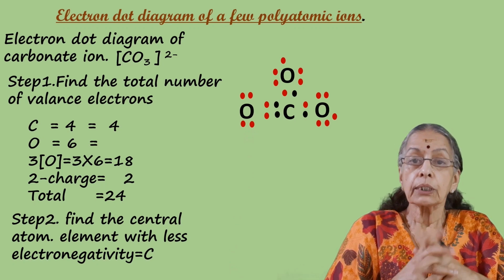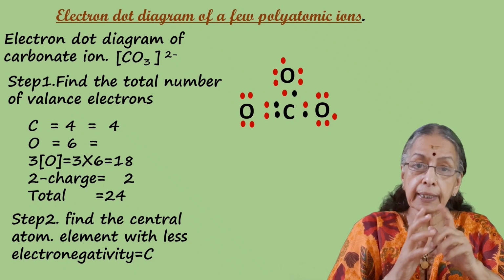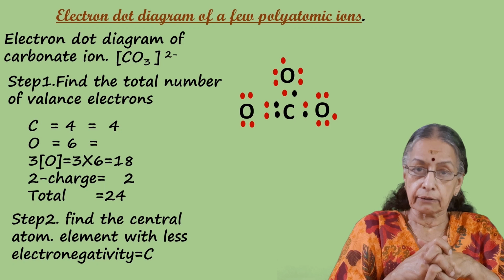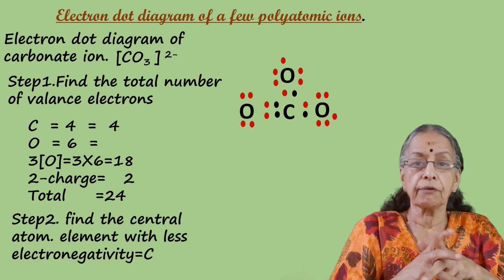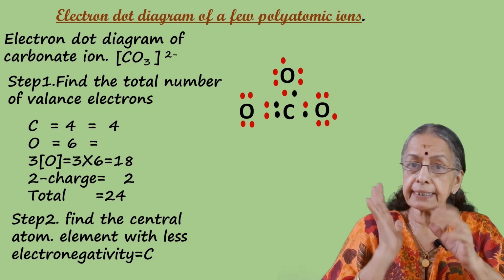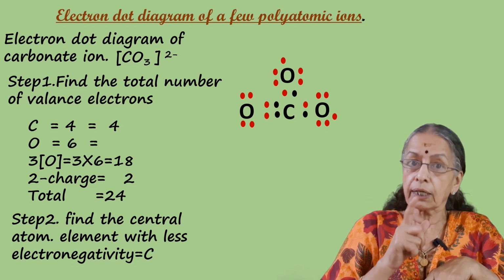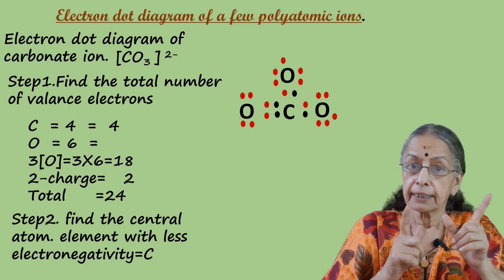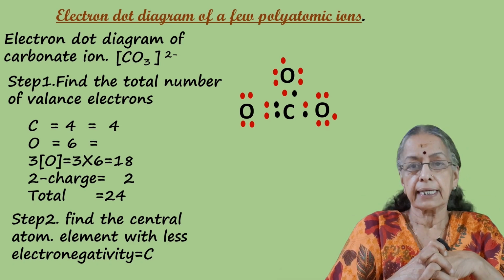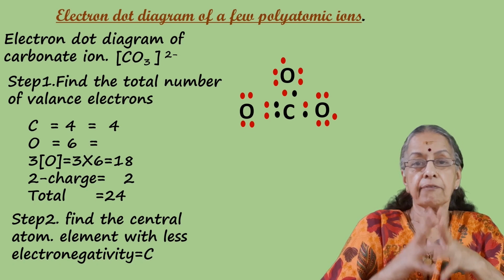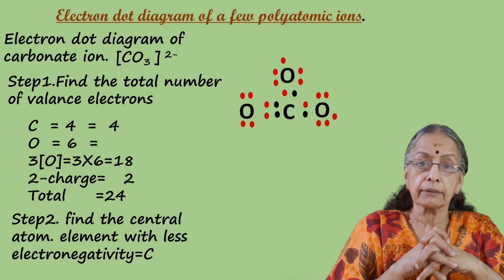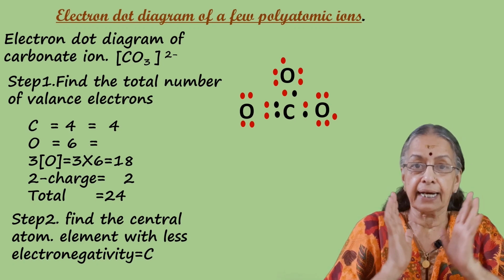Before we show the bonding, that is the overlapping of the valence shells, check the number of electrons that we have to show. We have to show 24 electrons. For the carbon atom, there are 8 electrons. For the oxygen atom on the left hand side, there are 8 electrons. But for the other 2 oxygen atoms, there are only 7 valence electrons. So, we have to add one more electron in those oxygen atoms.